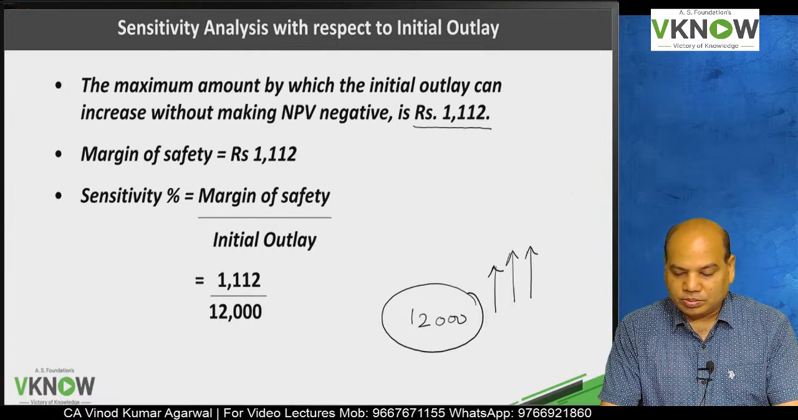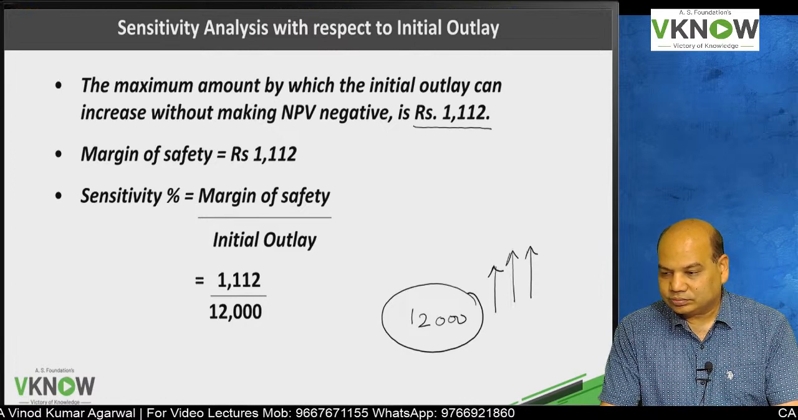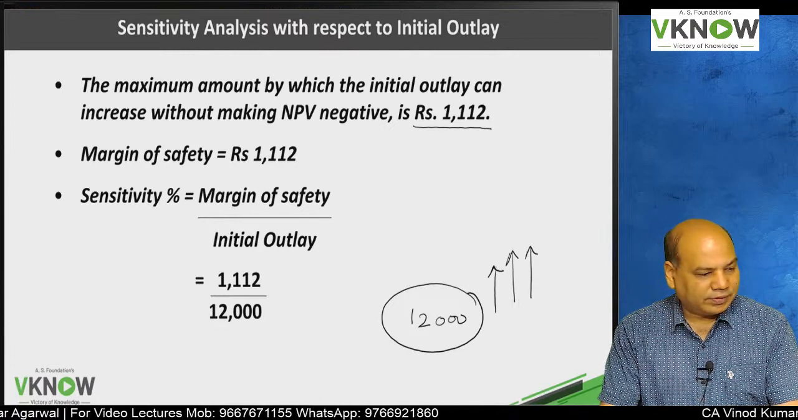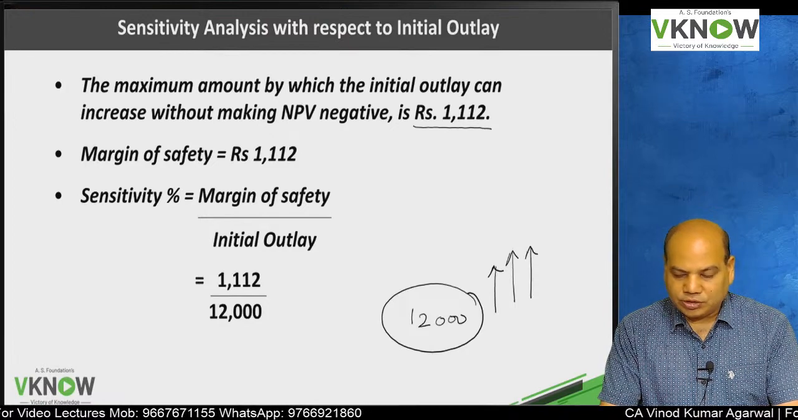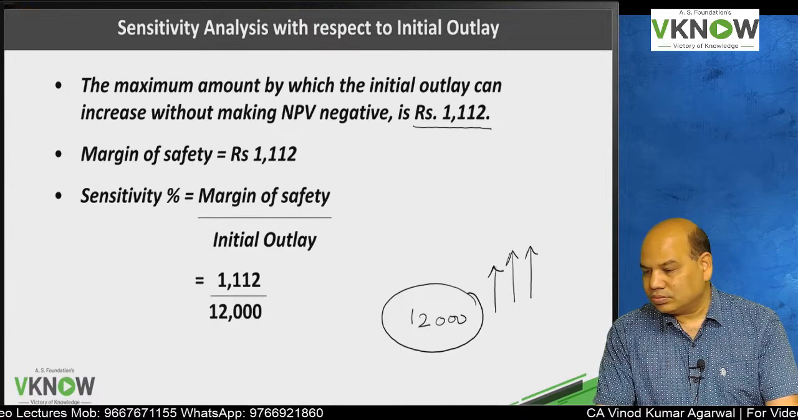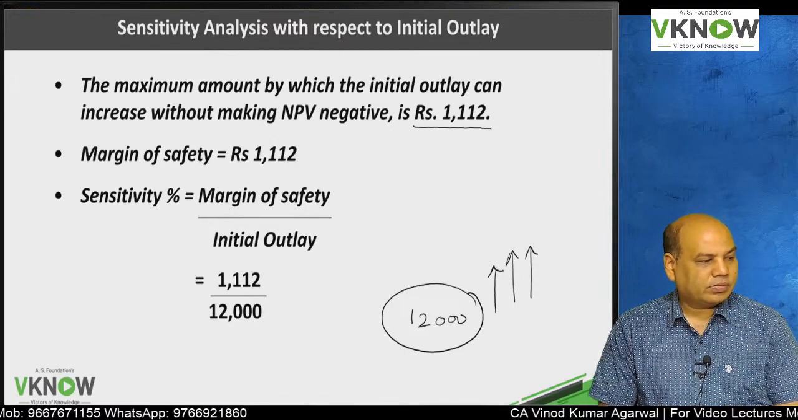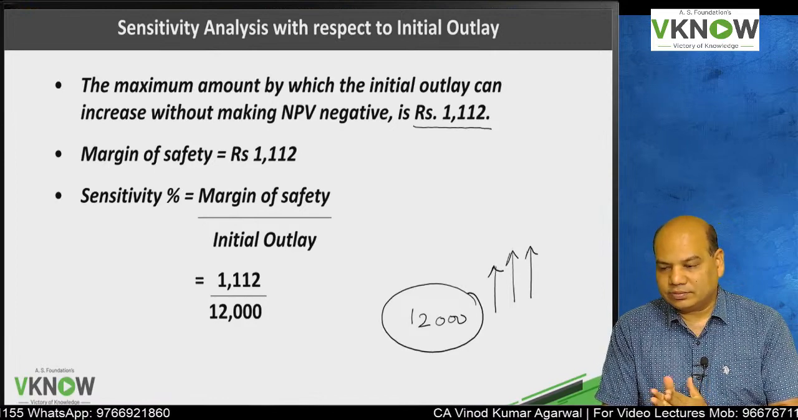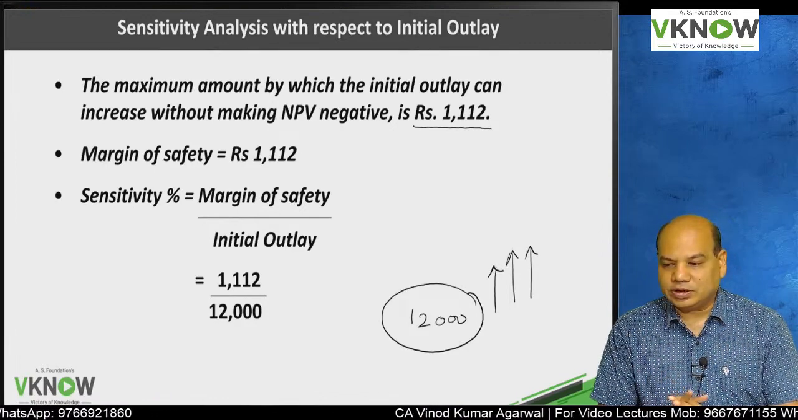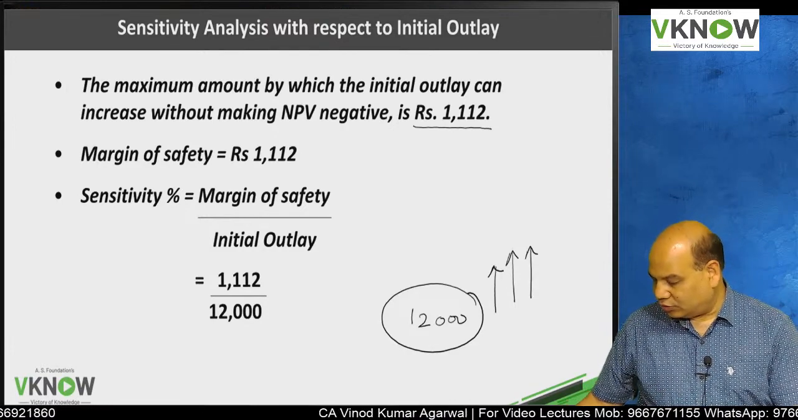The maximum amount by which the initial outlay can increase without making NPV negative is rupees 1112. Therefore margin of safety is 1,112. Your NPV is your margin of safety. To the extent you have positive NPV, that is your margin of safety.